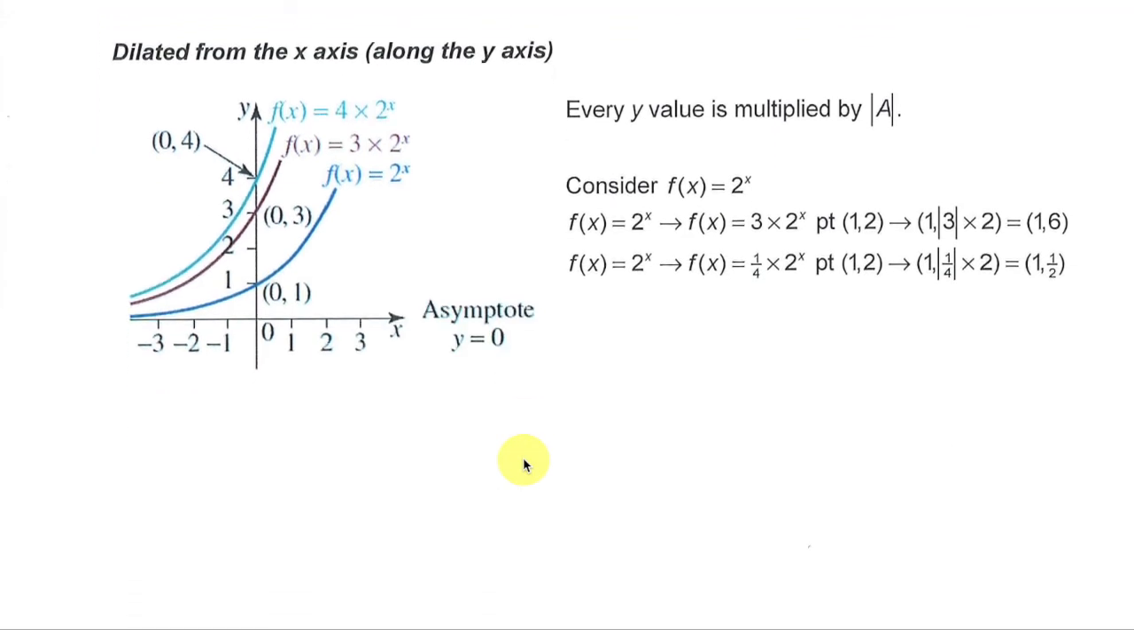This just highlights if I've got the basic f(x) equaling 2 to the x, the effect of the 3, every y value on this original graph has been multiplied by 3. So as an example, position (0, 1) is now going to become (0, 3). The effect of the 4, every y value on this original graph has been multiplied by 4, so the (0, 1) is now going to become (0, 4). You can see the shape.